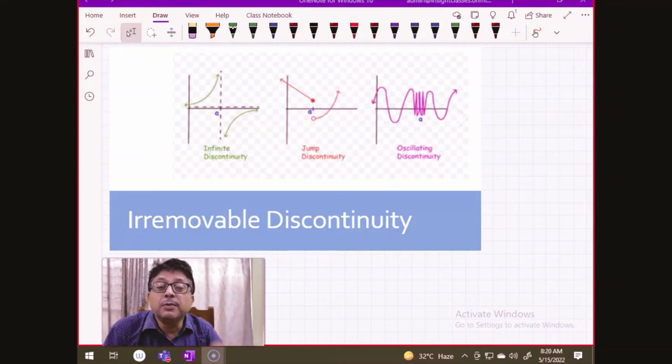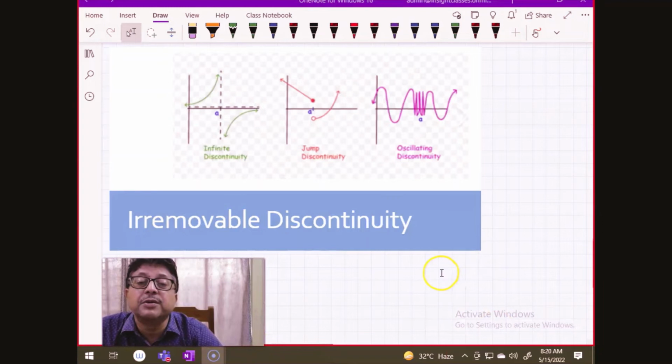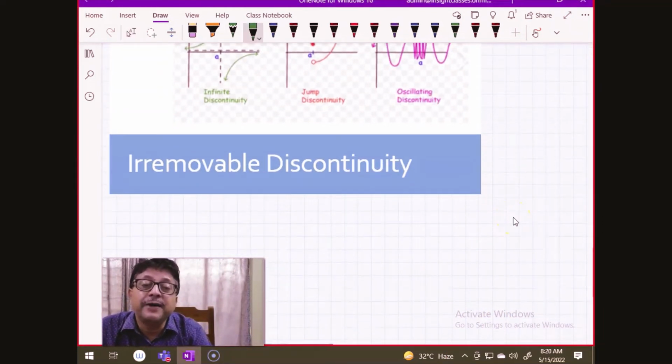So if there is a removable discontinuity in our discussion, irremovable discontinuity already will enter, and there will be no continuous extension of function in case of irremovable discontinuity. What is happening there in irremovable discontinuity? Let me explain one by one. First, I explain that infinite discontinuity. What do you mean by infinite discontinuity?